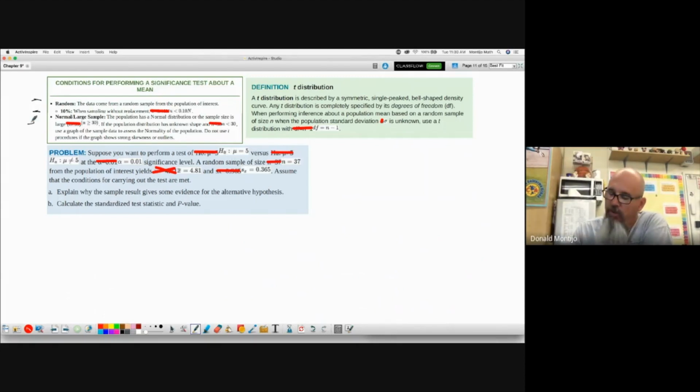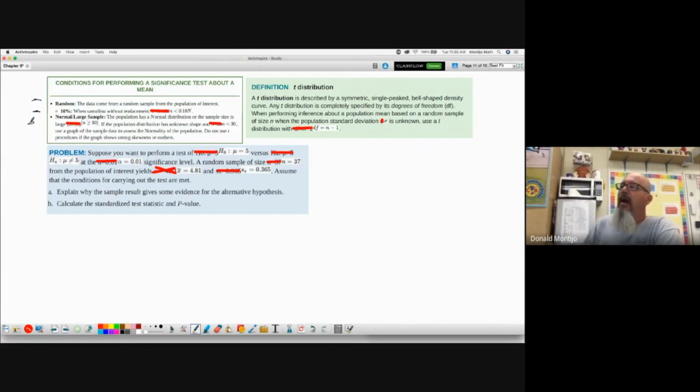How do we know if it's normal? Well, if n is greater than 30, by the central limit theorem, it's normal. If they tell us the population is normal, then it's normal. If n is less than 30 and we don't know about the population, we're going to make a box plot or a histogram. And if there's no strong skewness or outliers, cool, we can move on.